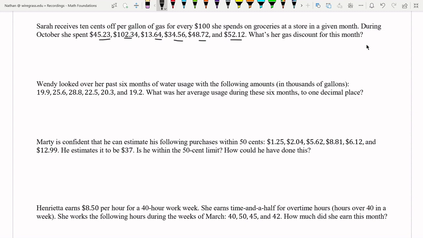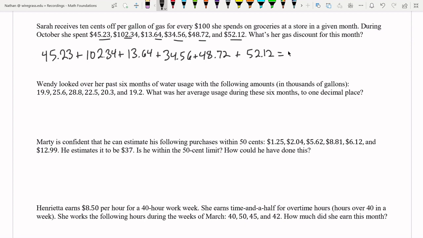So if she gets 10 cents off per gallon of gas for every $100 she spends, how many hundreds of dollars did she spend? Well, to do that, all we really need to do is just add up these quantities and see what we have. Using a calculator, going to add those all up. And I'm coming up with the total that she spent $296.61. And so how many hundreds of dollars did she spend? She spent $200. So she would get 20 cents off per gallon of gas that she buys.